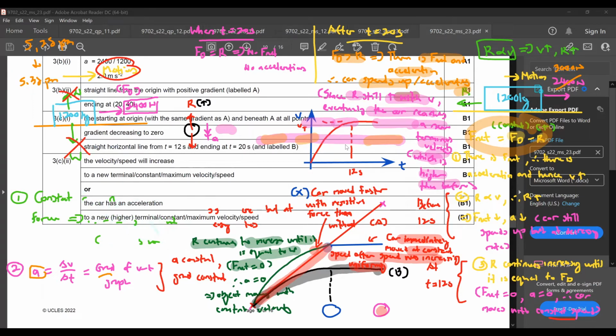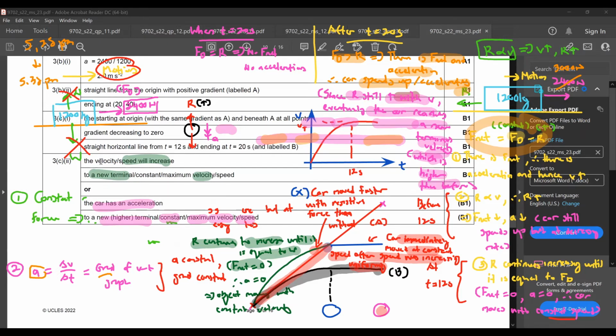Okay, the first one they say is the speed will now increase, but to a new terminal velocity or some other terms similar to it. Or you could also say something else. The car has acceleration right now because driving force is more than your resistive force. It will now go to a new higher terminal velocity, constant speed, or maximum velocity, maximum speed. Okay, it's basically the same thing.